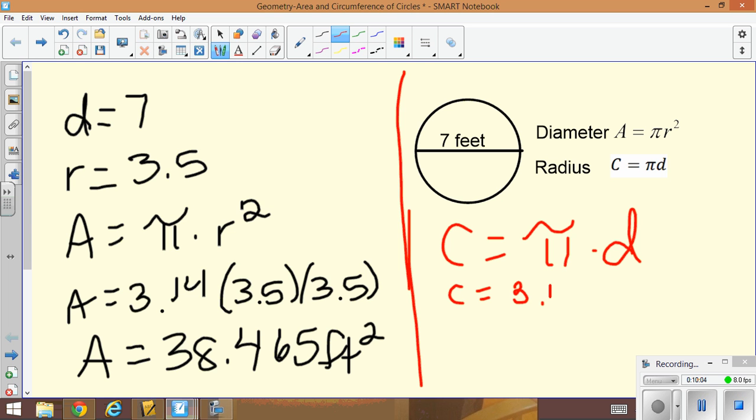Okay, and for circumference, we're going to use pi times d. Circumference equals 3.14 times the whole diameter, which is 7. So in your calculator, 3.14 times 7, 21.98. Okay, please pause the video. I will be turning the slide now if you need to copy any notes.